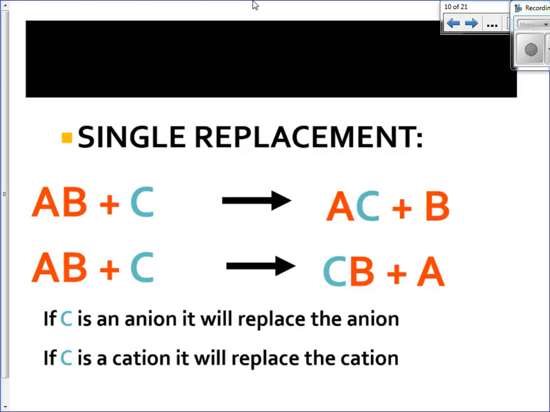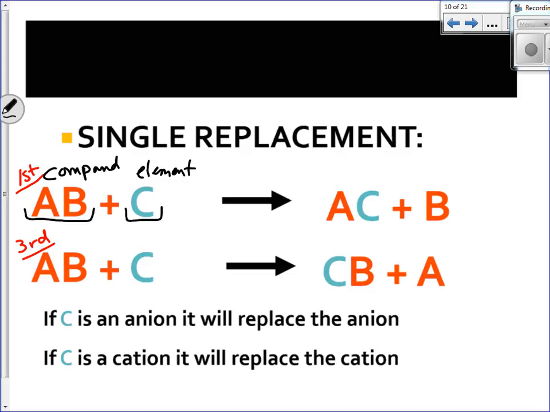Single replacement. Now there's 2 types. So what you're going to do in your first row, you're going to write this one. This one goes in the first row. This one's going to go in the third row. We're going to skip the second one for the examples. Okay? So the first row is showing you that you have a compound and it's being added to an element. So it's always going to be a compound plus an element that gives you a new compound and a new element.